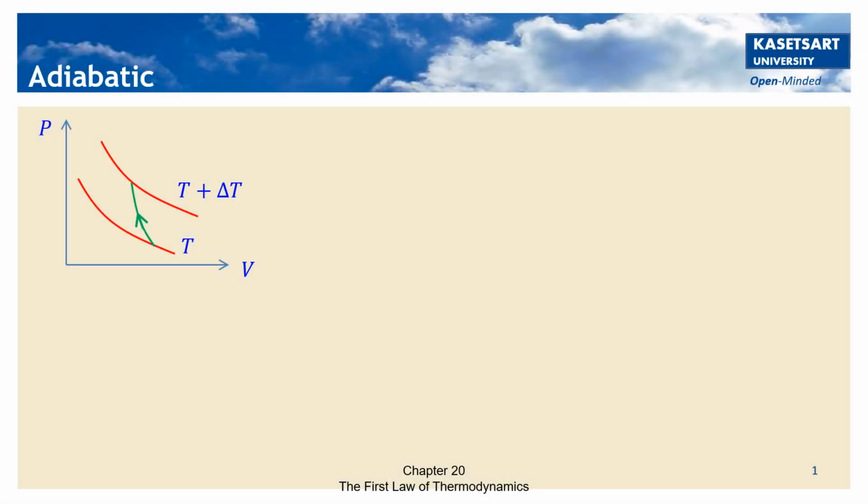For the adiabatic process, if you look in the PV diagram, it will be something like this. It looks similar to the isothermal process, but the slope is more steep. So you can have the volume change, pressure change, and also temperature change. So everything for the thermodynamic parameter can be changed.